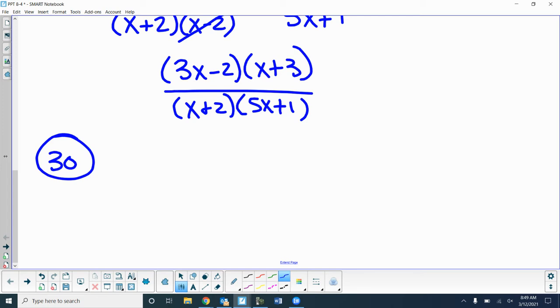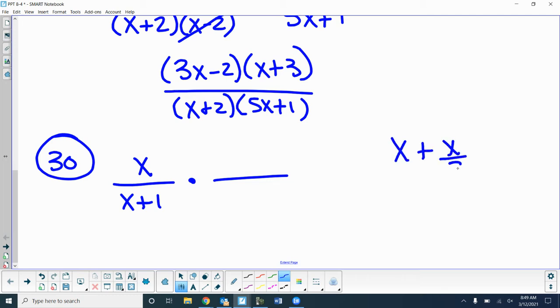So I got the x over x plus 1. And I'm just going to write it times, and I'm flipping the second one. Oh, it's x plus x over 3. So I got to do this problem first. Okay, so what's the common denominator going to be? 3. Whatever shows up, you write down, right? So, you can think of this as x over 1 if you want.